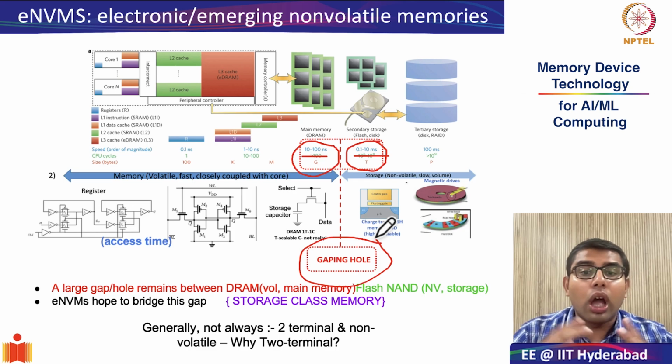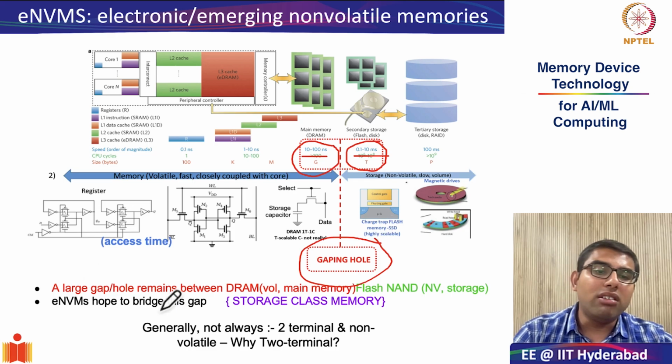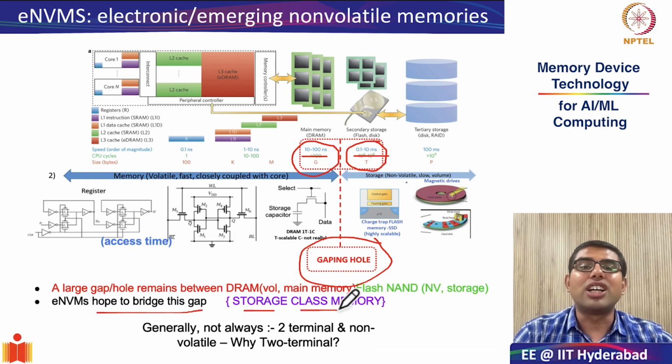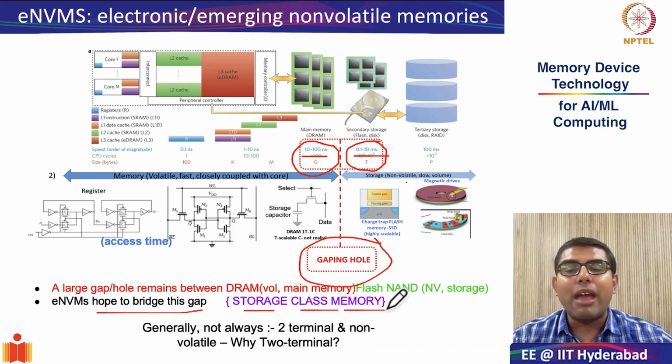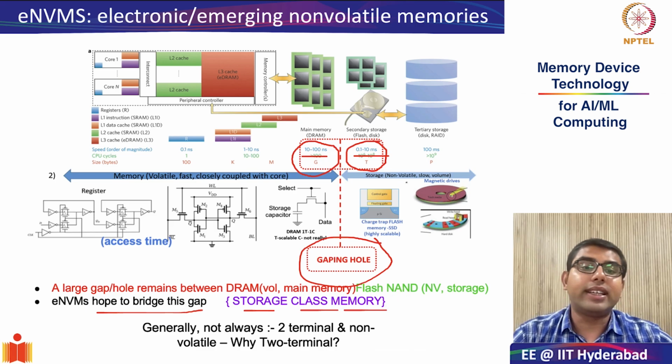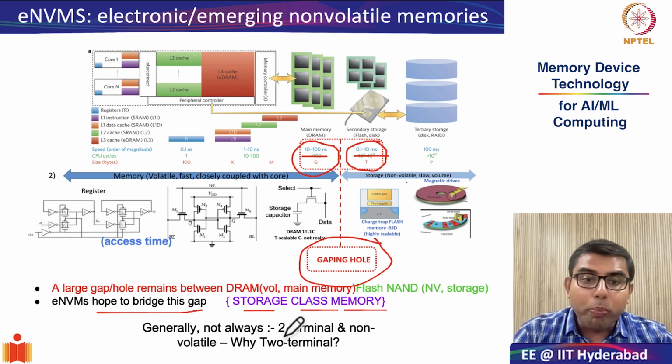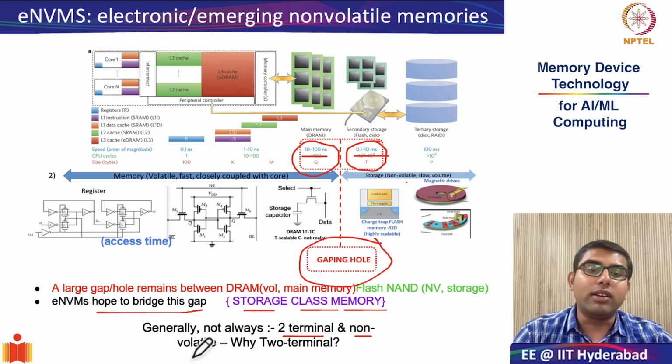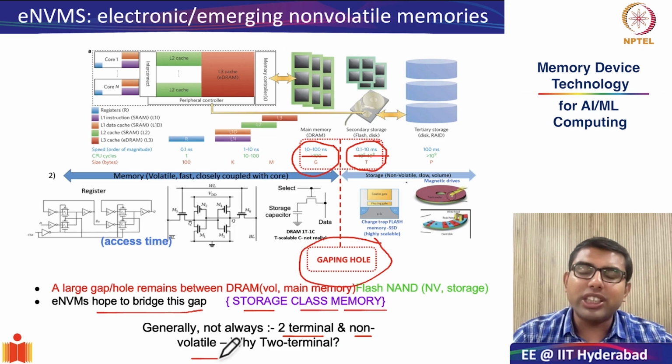Okay. So the idea of eNVMs is hopefully to bridge this gap. That is why they are called storage class memories. Storage class memories aim to remove this very strict difference between main memory and secondary storage. Also, we will see that generally, not always, these eNVMs, we plan to make them two-terminal and non-volatile. So non-volatile is generally a very strict condition. Sometimes eNVMs can also be three-terminal, but we will mostly focus on two-terminal eNVMs. Why is this the case?